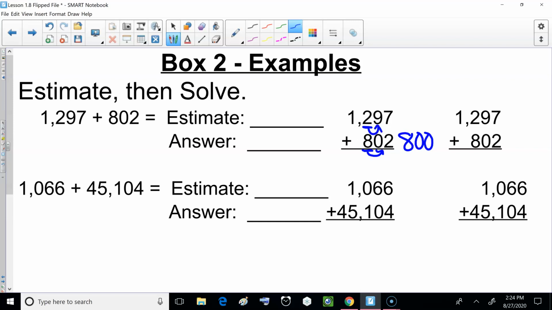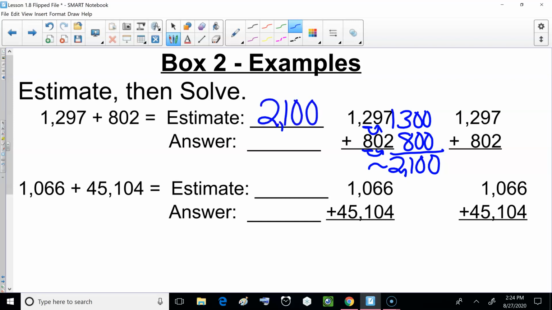I'm looking at my 9. 9 makes me round up. So that would go to a 3. I would have a 1 and 2 zeros. So now when I estimate, I get about 2,100. This symbol you might see, that means approximately. So approximately 2,100 would be my estimate.